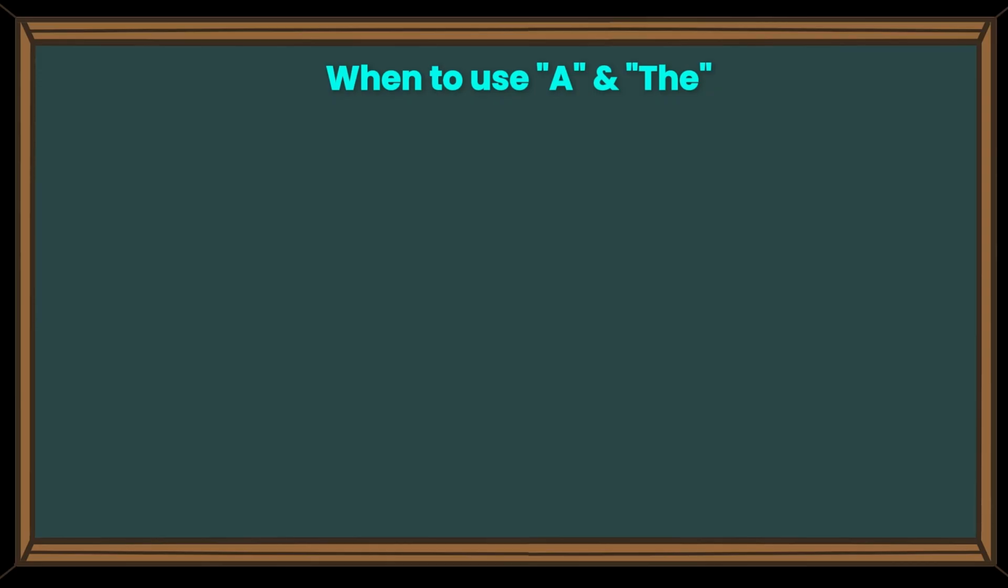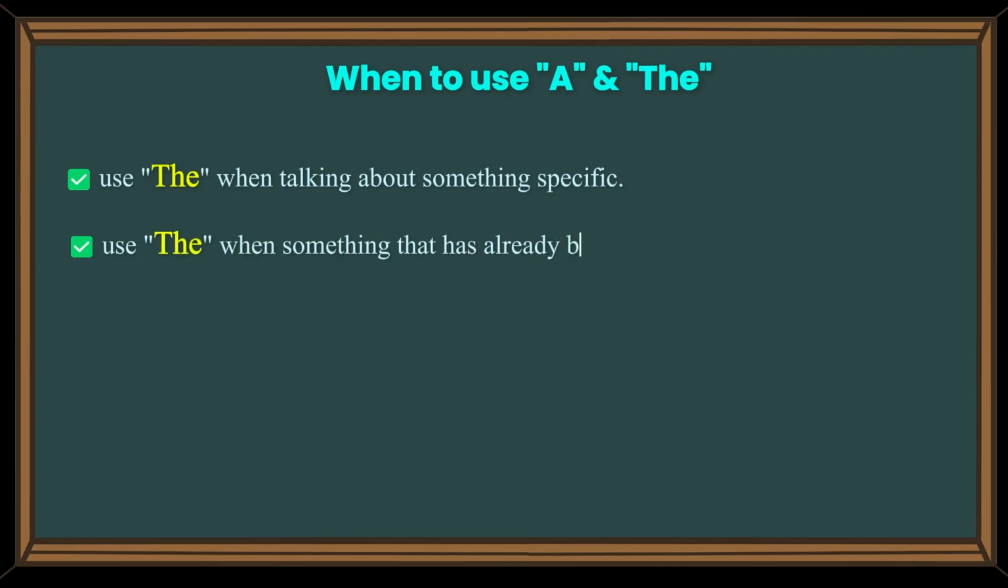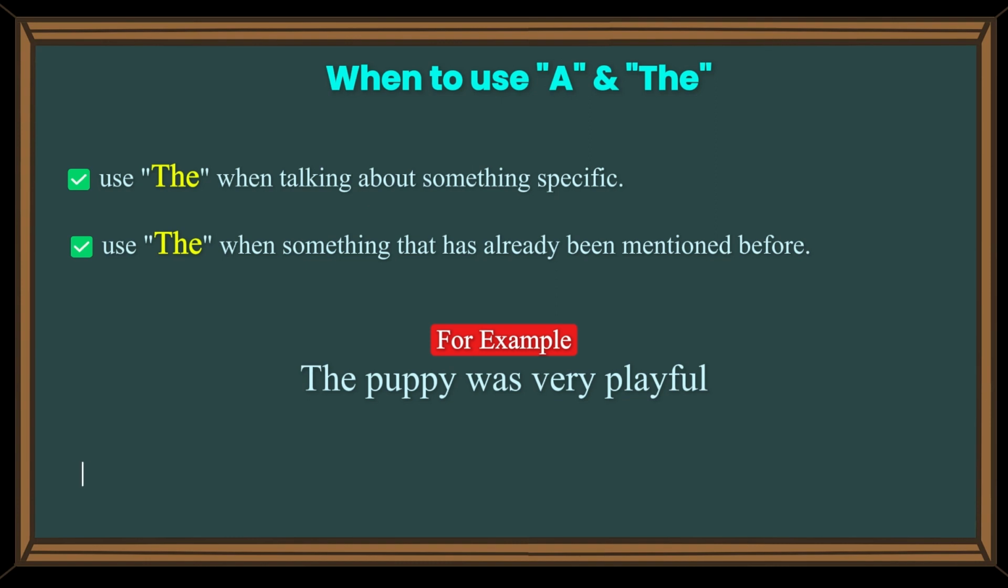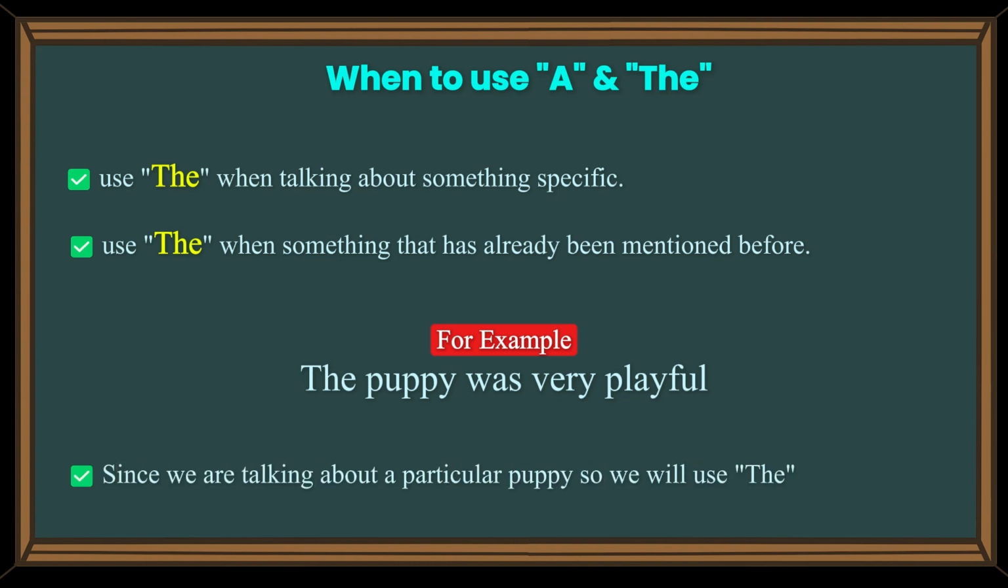Now let's look at when to use the. We use the when talking about something specific or something that has already been mentioned before. For example, the puppy was very playful. In this case, we are talking about a particular puppy. Basically, it is the same puppy that we have already mentioned earlier.